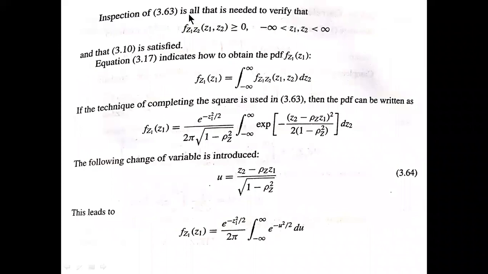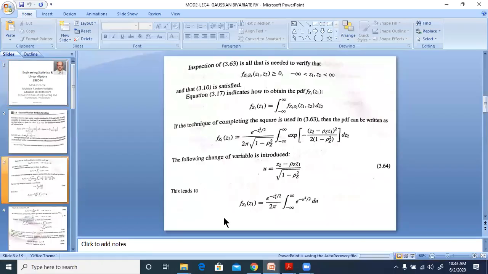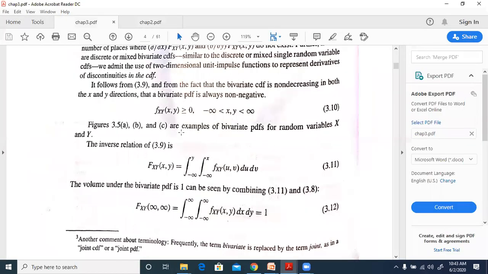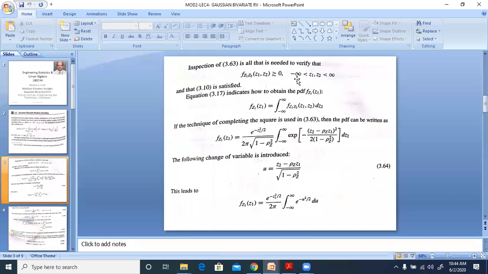So if you inspect equation 3.63, then we should remember that because this is a PDF, the PDF has a property that it should always be greater than 0 between the limits minus infinity to infinity of Z1, Z2. So 3.10 should be satisfied, and 3.10 is straight away concerned with this. So we can just go through that and see what is 3.10. I think it is whatever we have written there. So this is 3.10, same thing, f of x, y greater than 0. So in place of x, y, we have Z1, Z2. That's all. Okay, f of Z1, Z2 greater than 0.